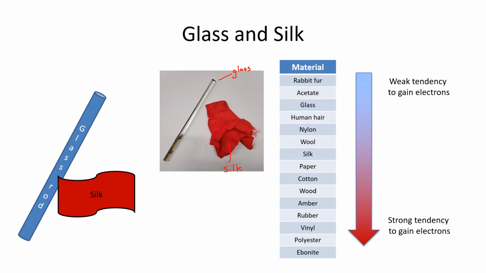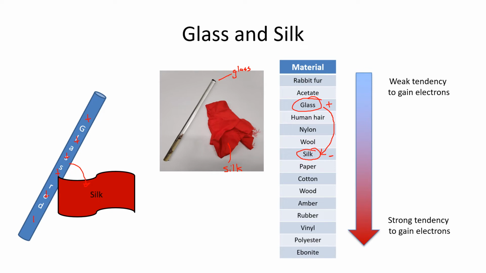And then when you rub the one against the other, if you look on the series, you'll see silk is here, and you see glass is up here. And that means the glass is going to give up its electrons to the silk. The silk will end up with a negative charge, and that glass rod will be nice and positive. So the electrons will go from the glass to the silk, and you'll end up with a positively charged rod.